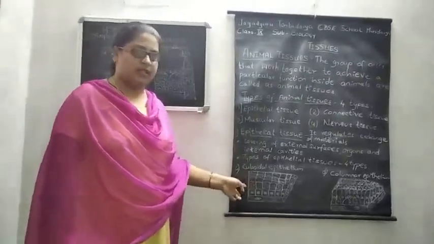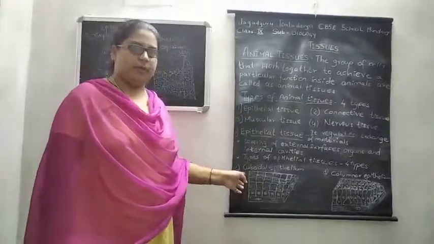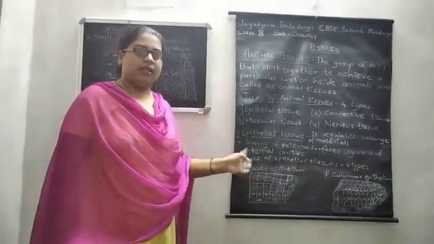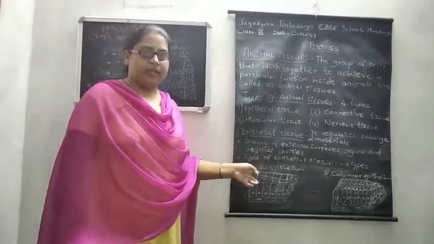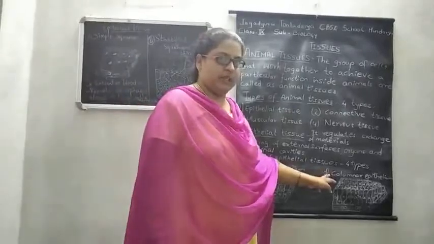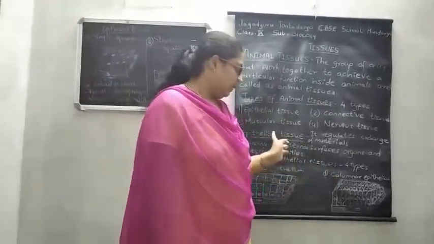These are also present there, and their main function is providing protection and also removal of any unwanted materials in our body. And the next type, the fourth type, is columnar epithelium. This is the fourth type of epithelial tissue.